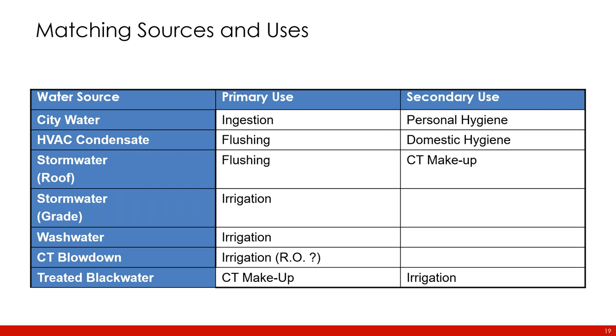Similarly, stormwater, good for flushing, good for cooling tower makeup. Stormwater on grade typically has more organic content and more suspended particulate matter than does stormwater off the roof.